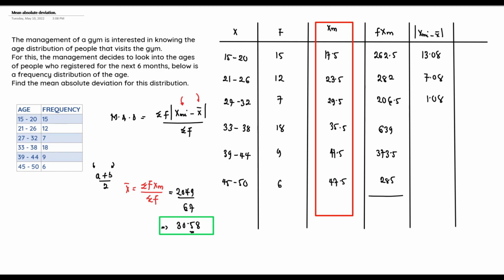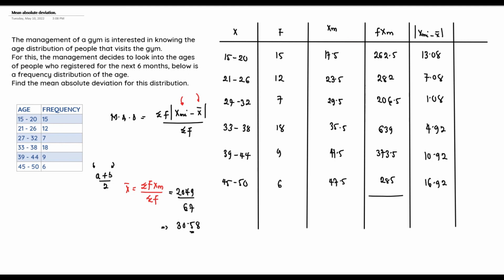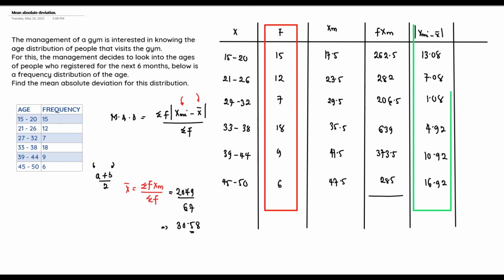We also have 35.5 minus 30.58, and that's going to be 4.92. We have 41.5 minus 30.58, which is 10.92, and then we have 47.5 minus 30.58, and that's going to be 16.92. So the next step is for us to multiply the frequency with the modulus of the deviations. So we have f times the modulus of xmi minus x bar.